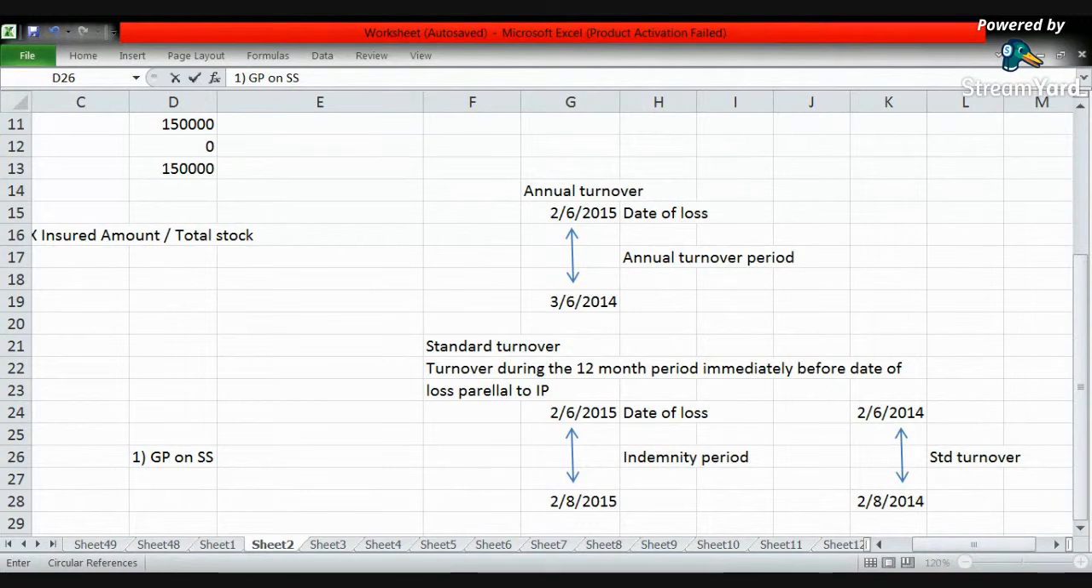See, let me explain for the benefit of those who are more comfortable with Tamil.